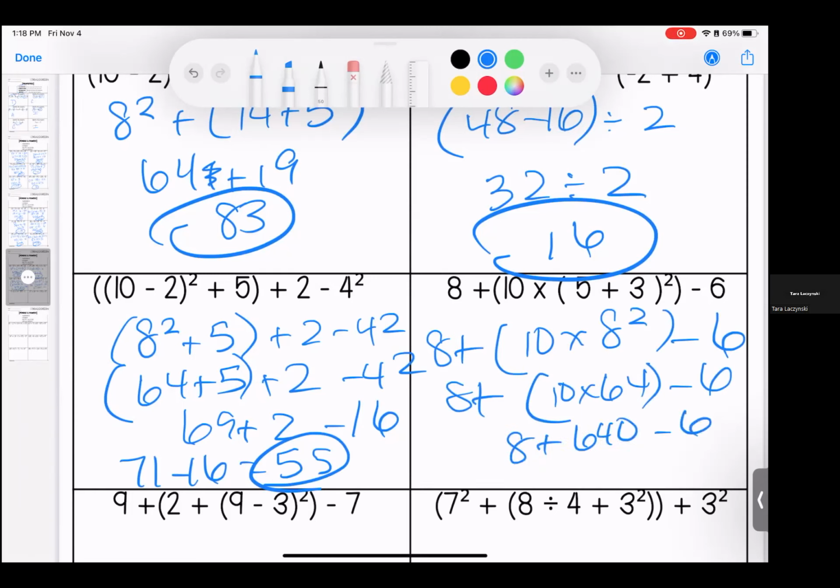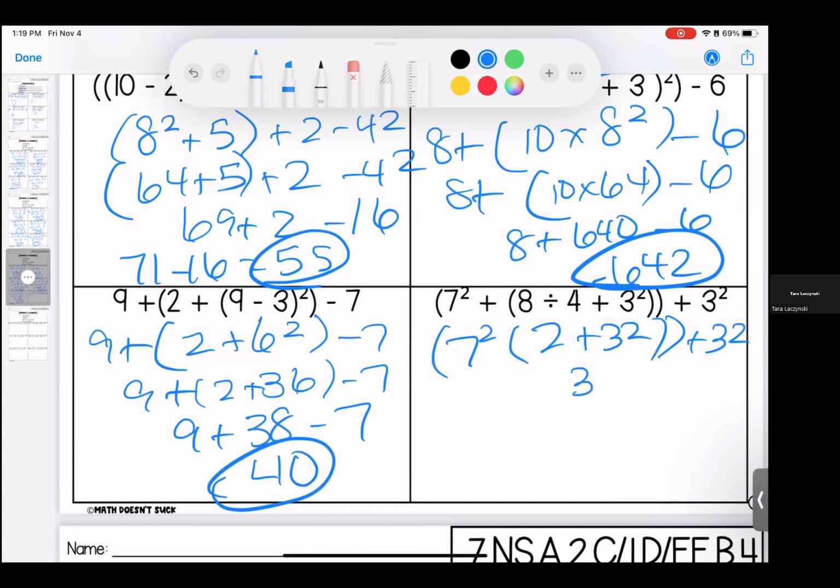All right, 8 divided by 4 is 2. Watch your parentheses on this one. 32 plus 2 is 34. 7 squared is 49. And then 49 plus 34, 3 squared is 9. Oh, I said 32. This is 3 squared. This is 9. Hold on. Rewind. Couldn't read my own writing.